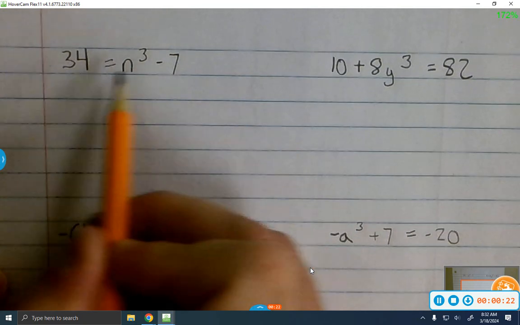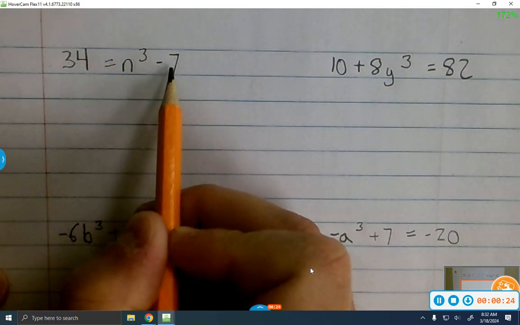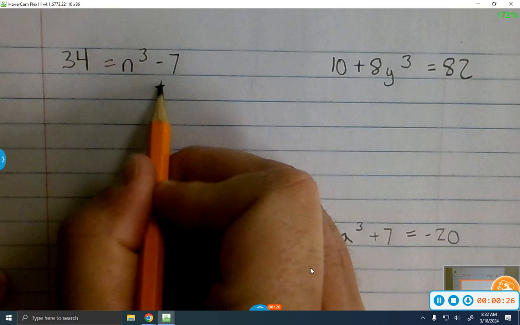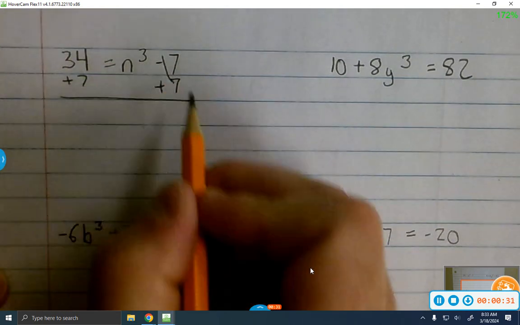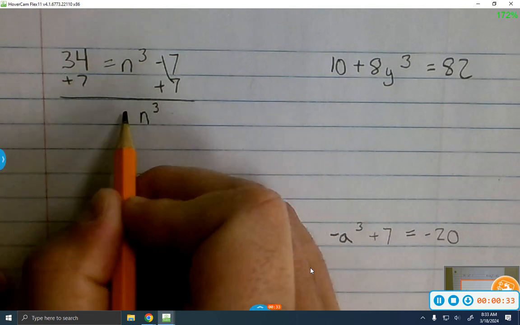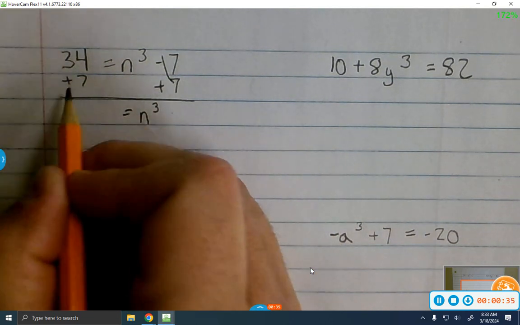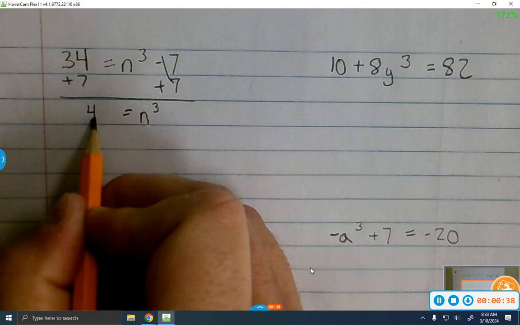Like with most of our equations, we're going to get rid of the constant first. So we're going to get rid of this minus 7 first, so we're going to add 7 to both sides. So that cancels that. I get n cubed equals, and then 34 plus 7 is 41.